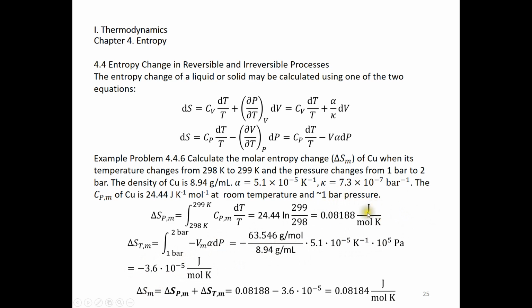Now let's compare this number and this number. I think this number is so much bigger than this number. This is 10 to the power of negative 2. This is 10 to the power of negative 5. Over here, temperature changes. Over here, pressure changes. So really, entropy depends much more on the temperature change than on the pressure change.